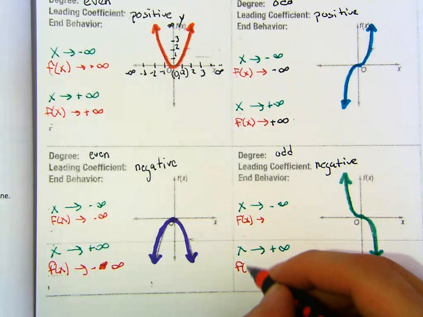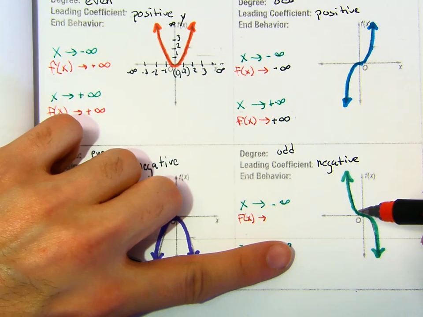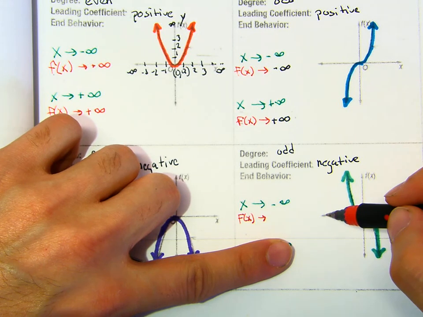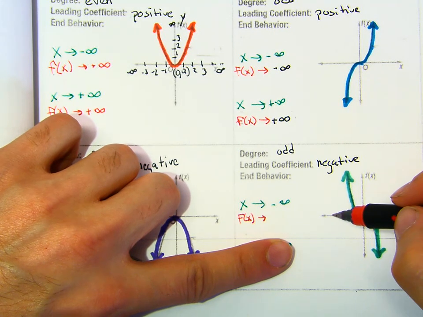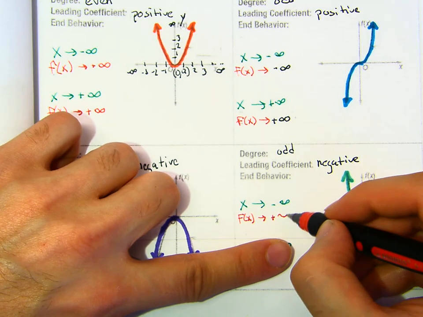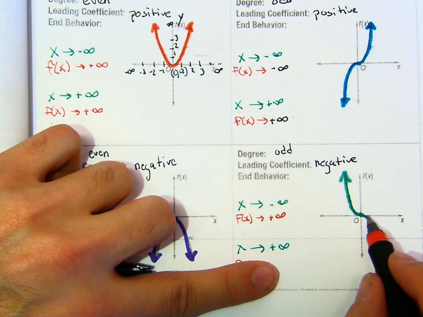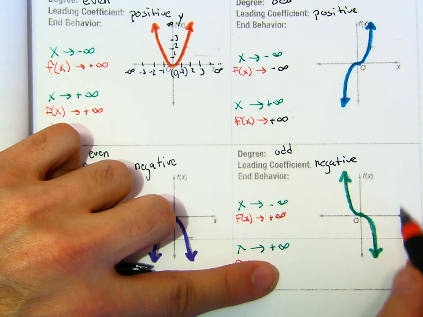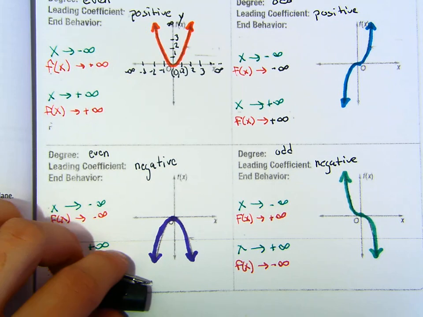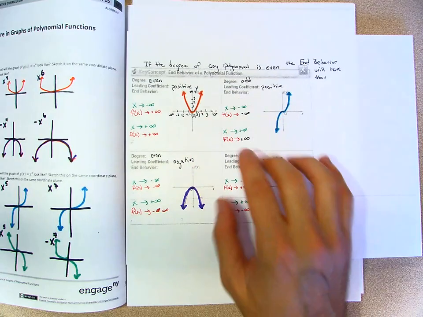Let's try and do this. We do this one first. As x goes negative infinity, so negative infinity is this way on the x, do I go up or down? I'm going up. So this is positive infinity. Here, as x goes positive infinity, as I'm going this way, am I going up or down? I'm going down to negative infinity. Okie dokie?